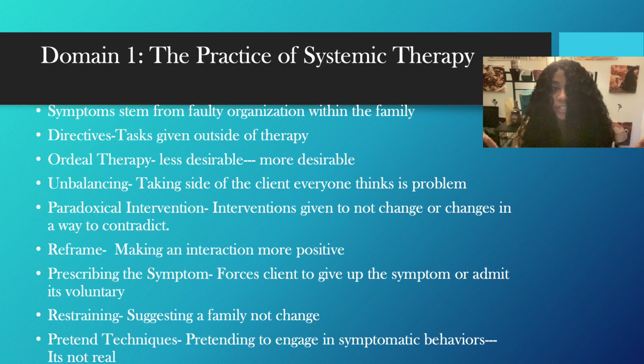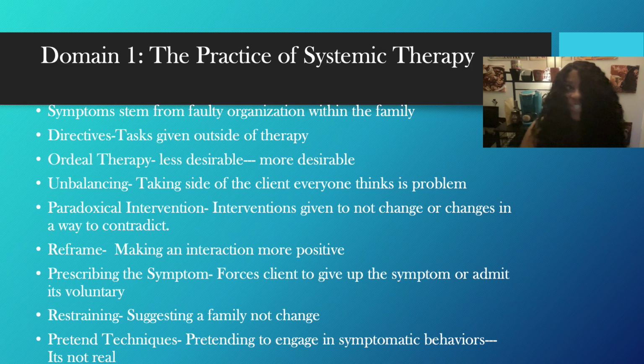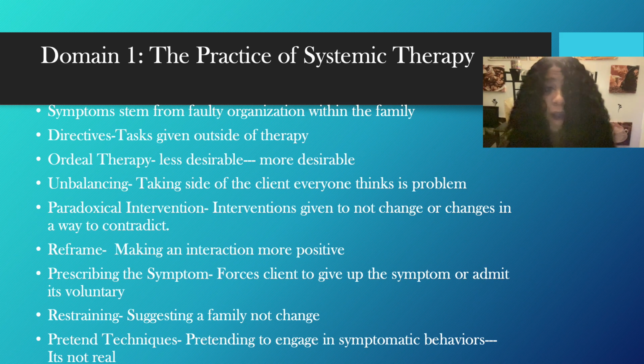So first things first is going to be your domain one, which is the practice of systemic therapy. Your practice of systemic therapy is how you are going to be viewing this family system, this couple, this client, whoever it may be, and how you are going to work with them from a systems perspective. Strategic therapy draws from what? General systems theory, right? As well as your structural family therapy, as well as Bowen therapy. Those are all of your systemic therapy models.